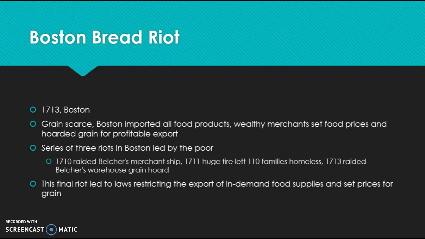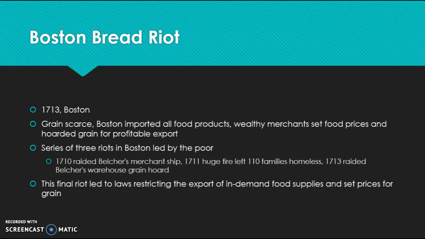The following year, in 1711, there was a fire in Boston, and it left 110 families without their homes. So not only are they low on food, but now they don't have homes. So there's another riot. People go in and steal more food items. The last of the 3 here was in 1713. And again, they're raiding the same guy as in 1710, this man Belcher, who is still hoarding grain and other foods. So this group of people goes in, they raid his warehouse, take the grain.